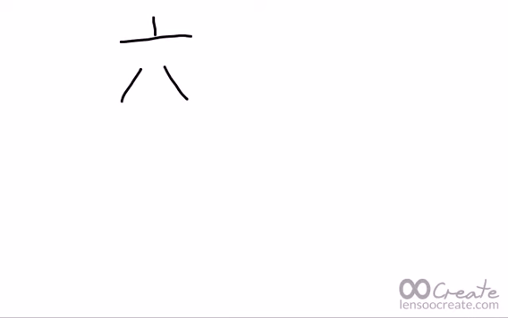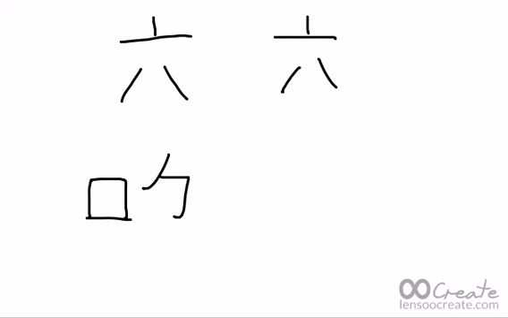6. I'll do it again. Pay close attention to the stroke order. It's pronounced roku in the on reading, and mu in the kun reading. Number 6, guys. Let's move on to number 7.